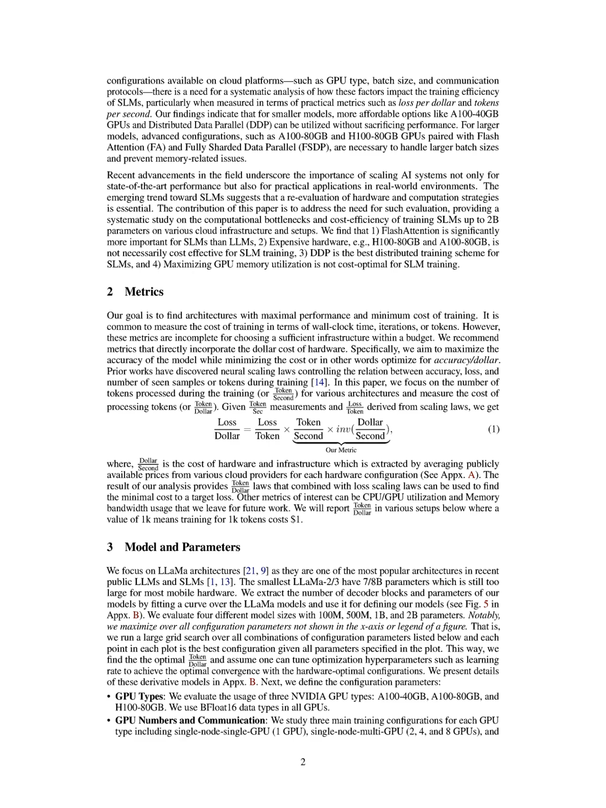Additionally, the paper finds that distributed data parallel (DDP) is the optimal distributed training scheme for smaller models, while fully sharded data parallel (FSDP) is more effective for larger models, indicating a need for careful selection of communication schemes based on model size. Lastly, it emphasizes that maximizing GPU memory utilization does not always lead to cost-optimal training, pointing to the complexity of balancing performance and cost in SLM training.